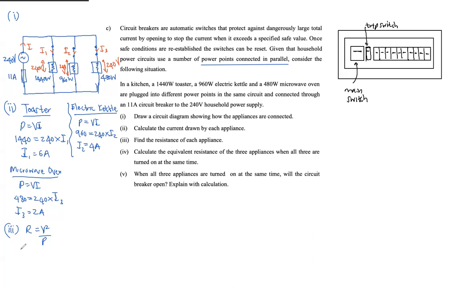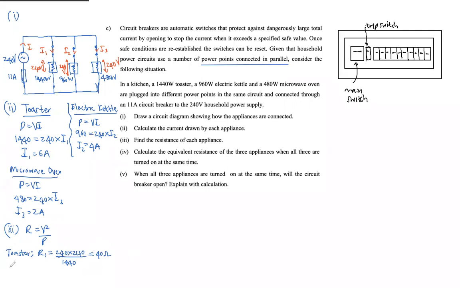First of all, for the toaster, if you apply that equation, R1 is equal to 240 into 240 divided by the power of the toaster, which is 1440. 240 over 1440 is 1 over 6, and 240 over 6 is 40 ohm, correct? Yes, 40 ohm.